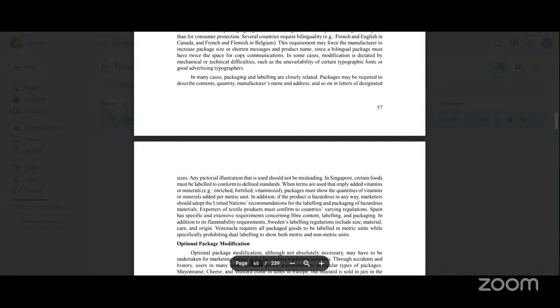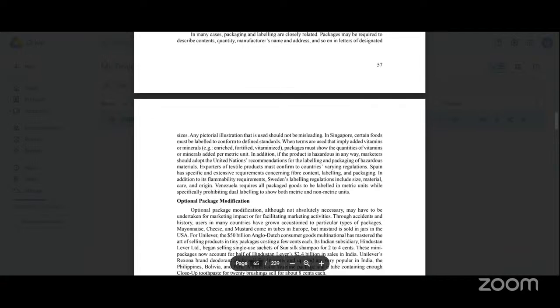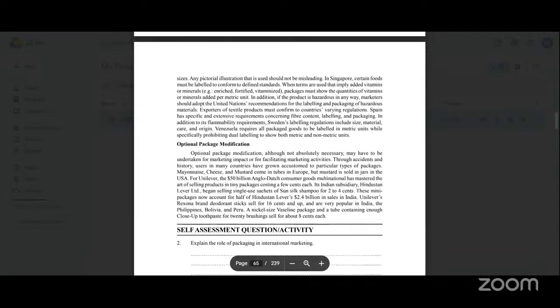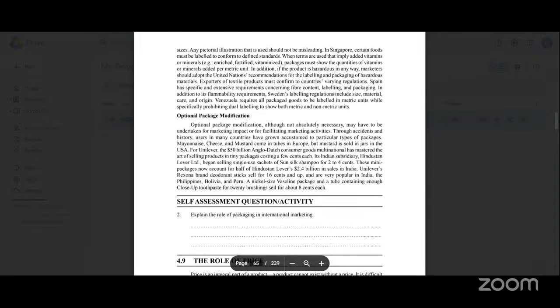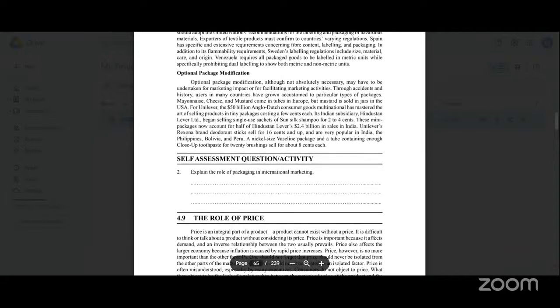So, when we talk in terms of packaging, we also need to understand labeling because both are closely intertwined. Packages may describe the content, quantity, manufacturer's name and address, and also the designated sizes. It may also have some pictorial illustration that should not be misleading. For example, in Singapore, certain foods must be labeled to conform to defined standards. Today, in packaging we also see green or red markers or tickers which identify whether it is a vegetarian or non-vegetarian product or a vegan product for that matter.